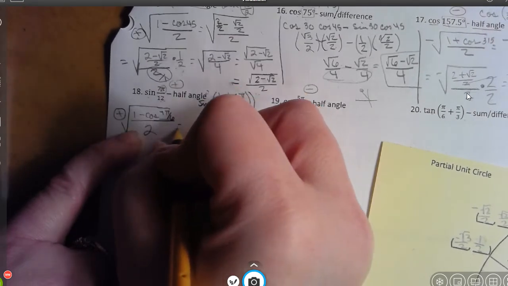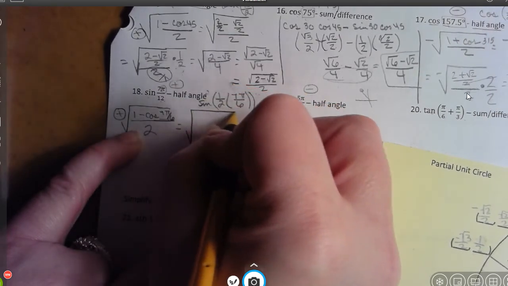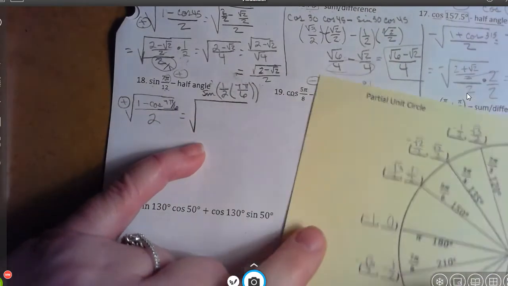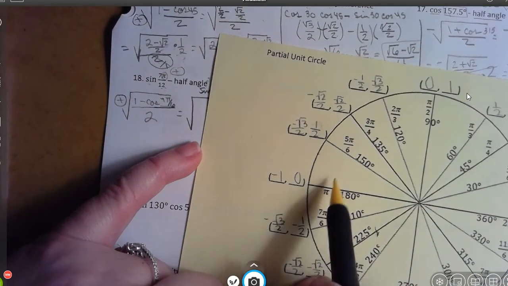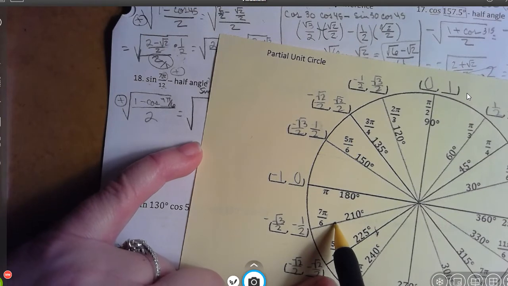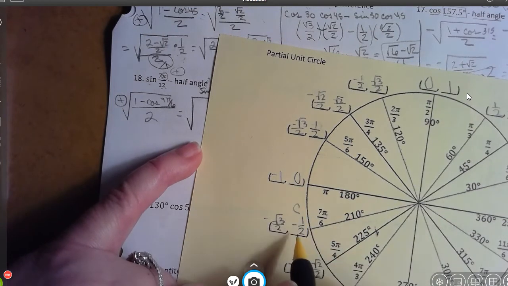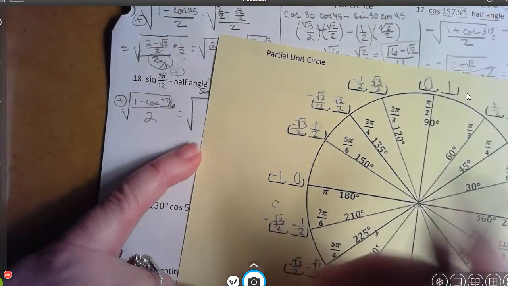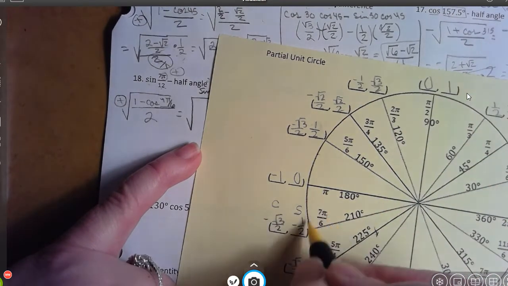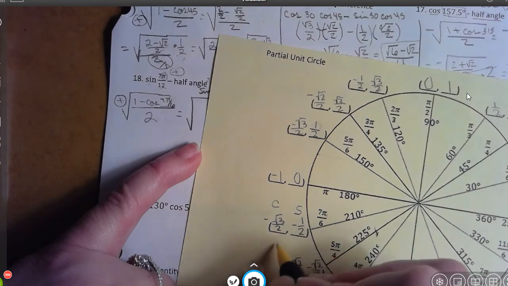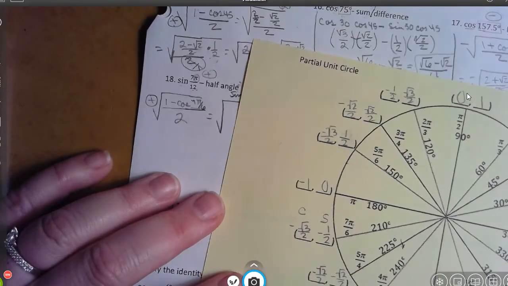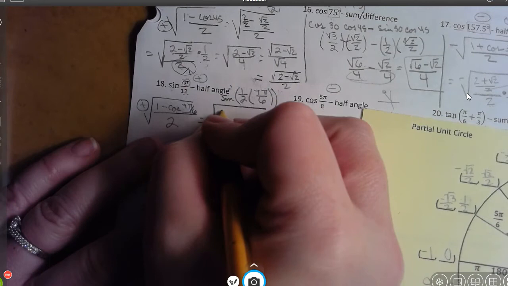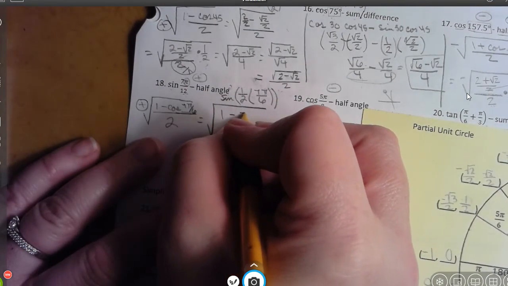Now I had some of you all get real creative with 7 pi over 6 and try to build a triangle out of it. Don't do that. 7 pi over 6 is right here. And the sine, or the cosine rather, is negative square root of 2 over 2. This is sine. Cosine, sine. There's my 7 pi over 6. Cosine, sine. Negative root 3 over 2. So this becomes 1 minus negative root 3 over 2 all over 2.